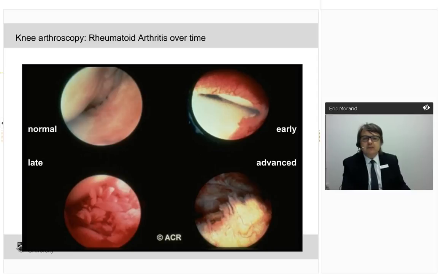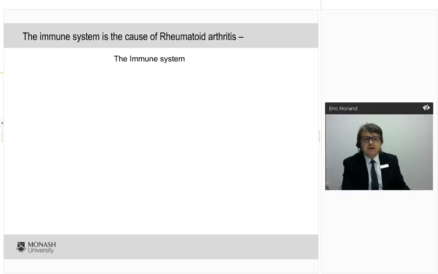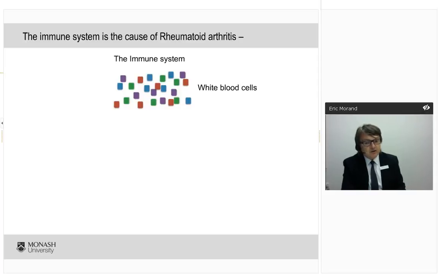That's in rheumatoid arthritis. So what is the cause of rheumatoid arthritis? Well, rheumatoid arthritis is caused by malfunction of the immune system. And to break this down to its simplest level, the immune system is made of white blood cells, and I'm showing these here in several colors because there's a lot of different types of white blood cells that have different functions. And these white blood cells make antibodies.